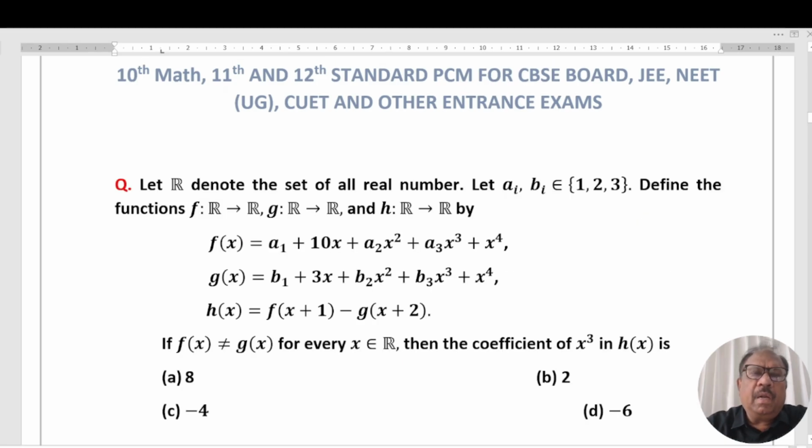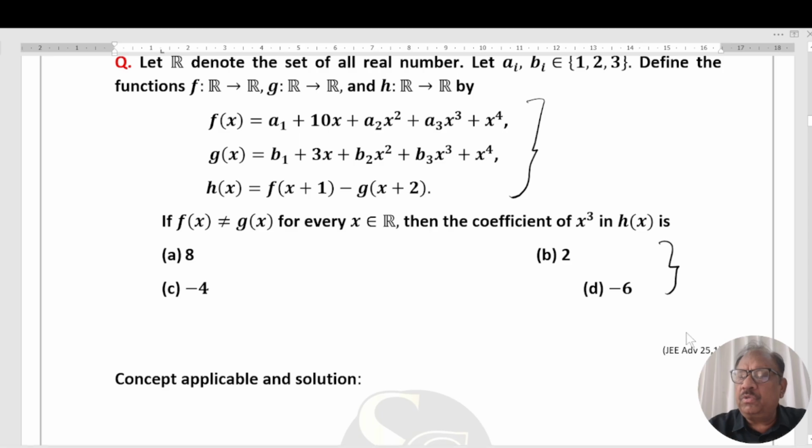Question is, let R denote the set of all real numbers. Let a, b belong to {1, 2, 3}. Determine the functions f: R to R, g: R to R, h: R to R, given by f(x), g(x) and h(x). h(x) is f(x+1) minus g(x+2). If f(x) is not equal to g(x) for every x belongs to R, then the coefficient of x cube in h(x) is, four options are given, one of the options is correct. Question is taken from JEE Advanced 2025.